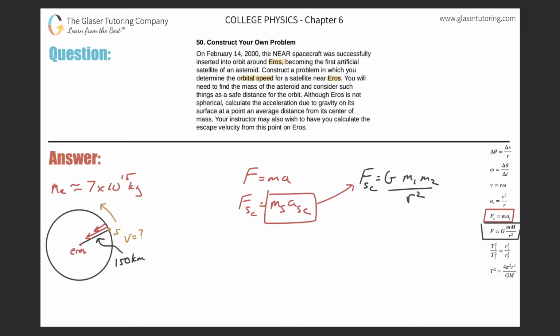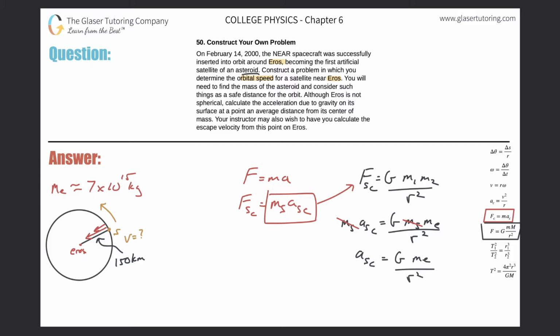When we do that, the mass of the satellite times the centripetal acceleration should equal the gravitational constant multiplied by the mass of the satellite and the mass of Eros, divided by the distance between them squared. Notice what happens to the mass of the satellite: it cancels. So the centripetal acceleration of the satellite equals the gravitational constant multiplied by the mass of Eros, all over r squared.